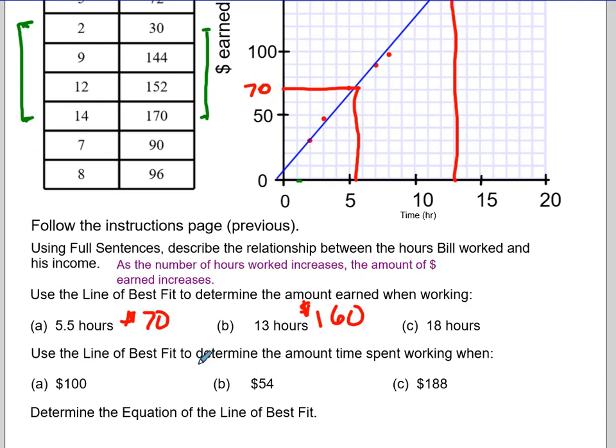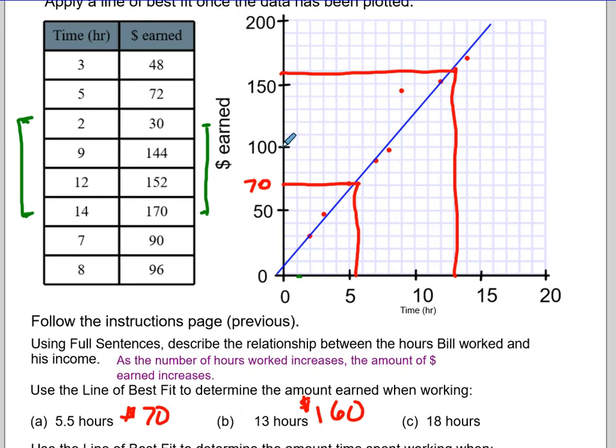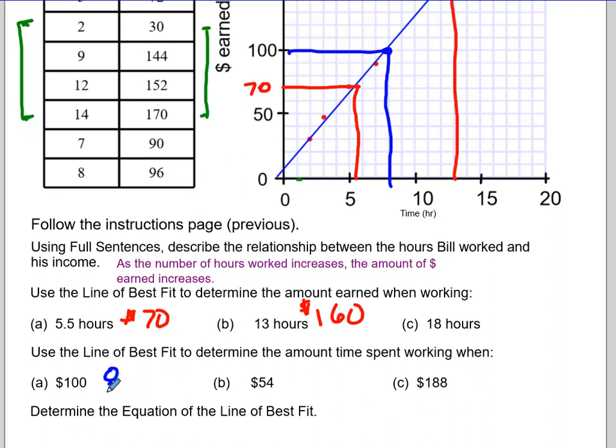Okay, use the line of best fit to determine the amount of time spent working when you earn $100. Now this is a little different. We're starting on this side. So now we go over, starting at 100, and then we drop a line down, and it looks like it's about 8 hours. Okay, so I'm not going to do all of those. I think that's fairly straightforward on how you use that.